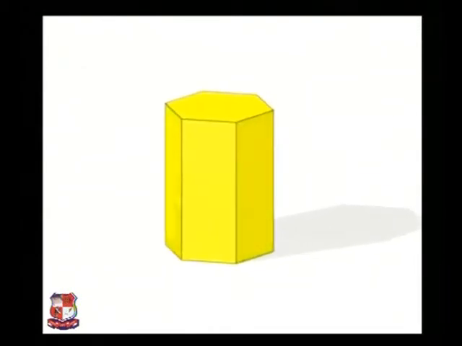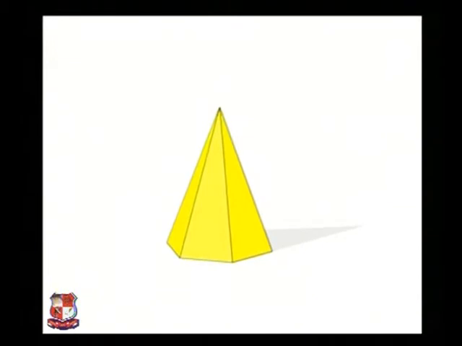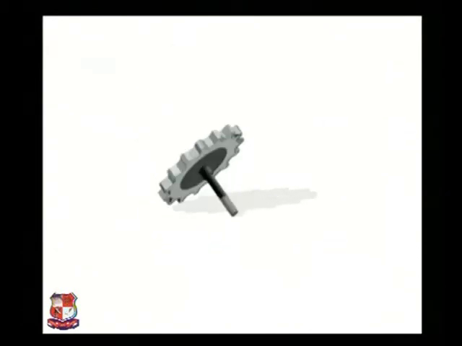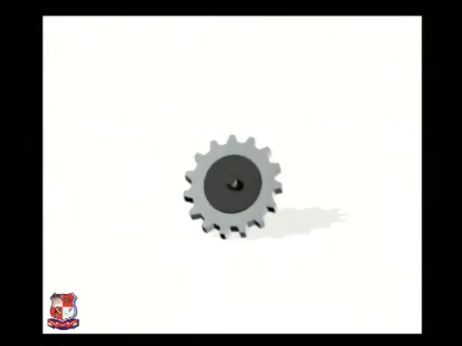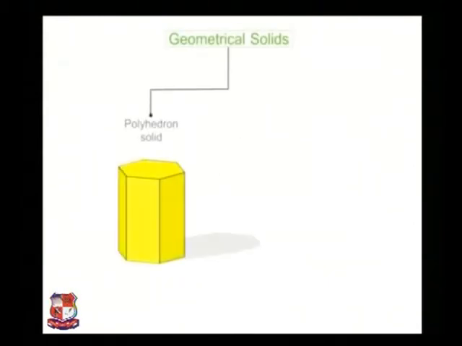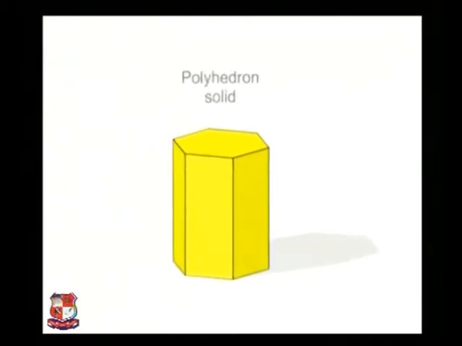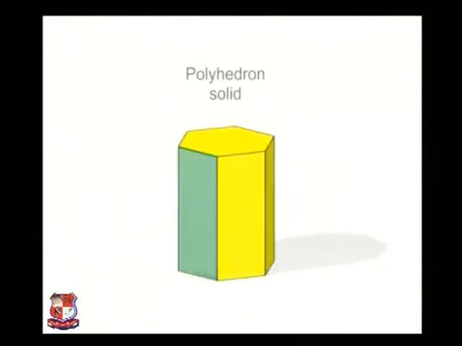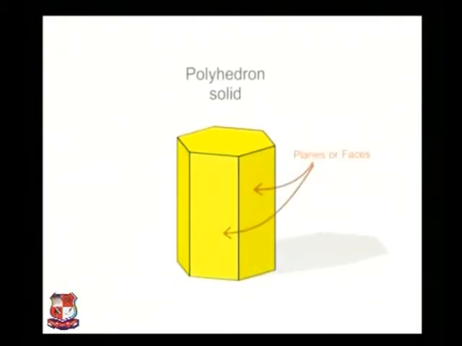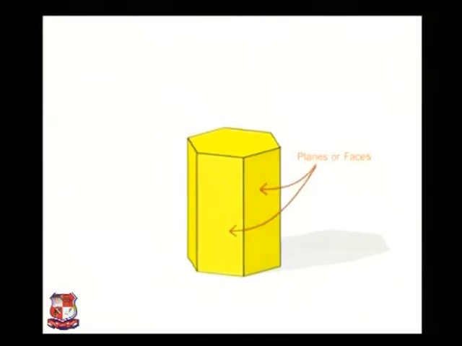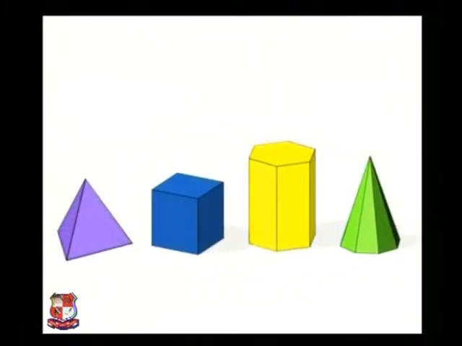In this session, let's study three-dimensional solids. As an example, a machine part is a 3D solid. In general, geometrical solids are classified as polyhedra and solids of revolution. A polyhedron has many sides known as planes or faces. A regular polyhedron has equal and regular planes. Some of the common types are tetrahedron, cube, prism and pyramids.